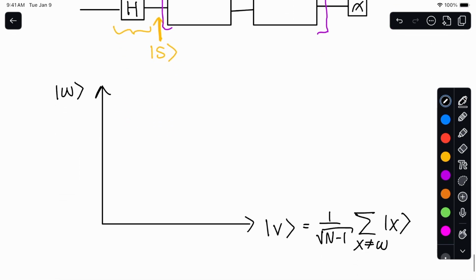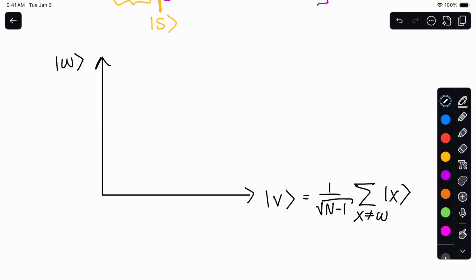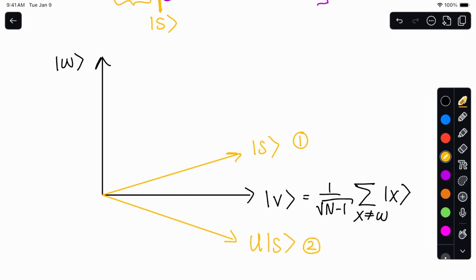But first, let's think about how we would visualize this. So let's go back to our graph, which has two axes, the W axis and the V axis, which is everything that's not W. And the very first state that we're starting in is the S state, because we just applied Hadamard to all the qubits. So this is where we are at the first step. Then we're going to apply the phase flip oracle, and this is going to flip the phase of the W component only. So this is going to be after the phase flip oracle. Then we're going to apply the diffusion operator, and that's going to flip us over the mean, which is S. And so that will send us up to here.